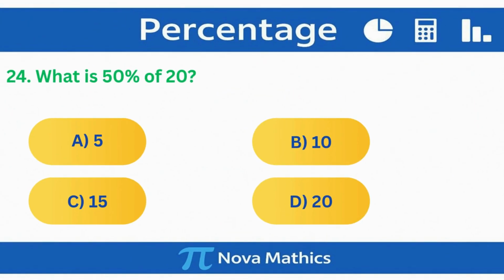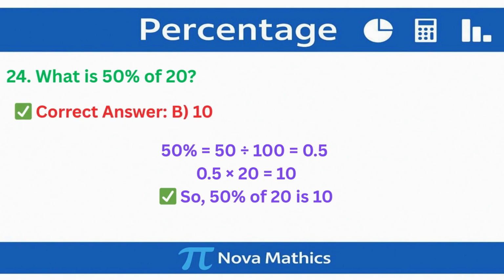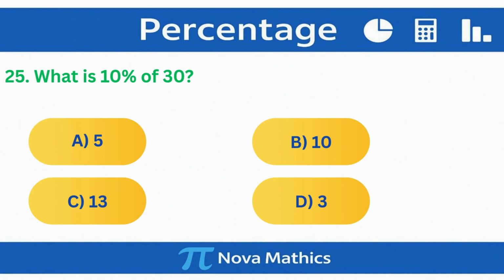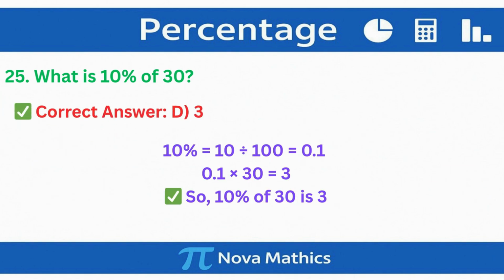24. What is 50% of 20? Correct answer is 10. 50% means half. Half of 20 is 10. 25. What is 10% of 30? Correct answer is 3. 10% is 1/10. 1/10 of 30 is 3.